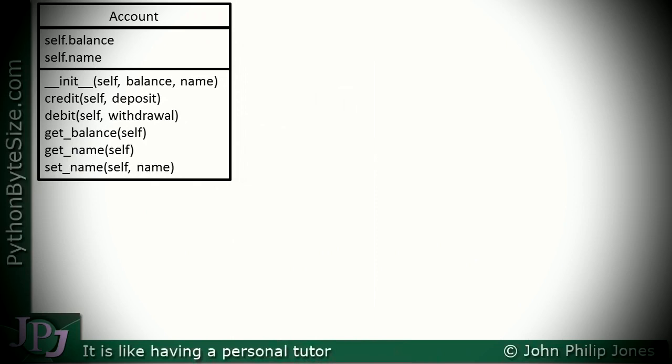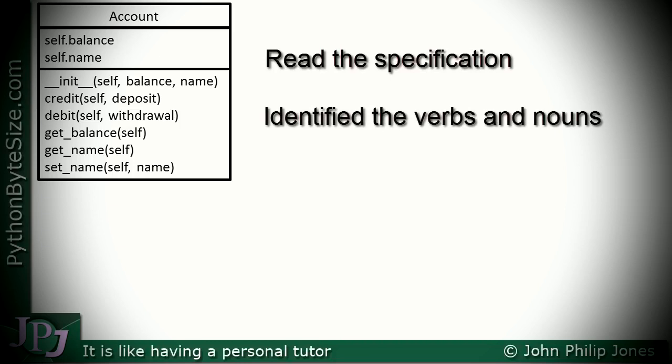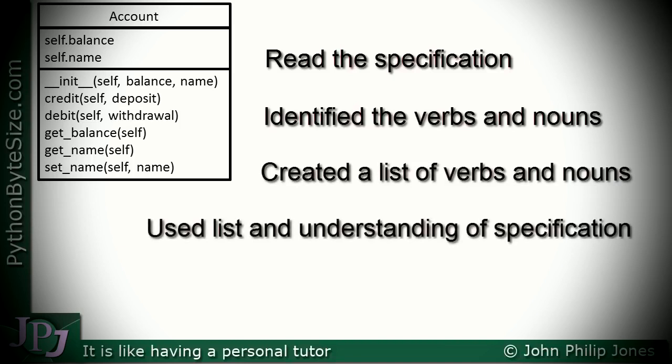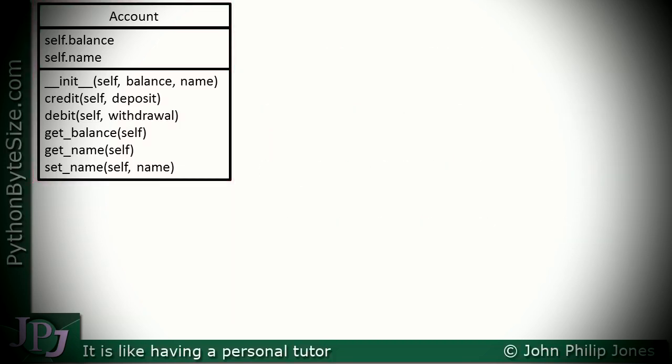Now, the design approach that I followed in this video has resulted in this UML class diagram. And as a summary, just remember what we did. We read the specification, we then identified the verbs and the nouns in the specification, created a list of verbs and nouns, used both the list and our understanding of the specification to produce this unified modelling language class diagram. The next thing to do is to convert this UML diagram into code.